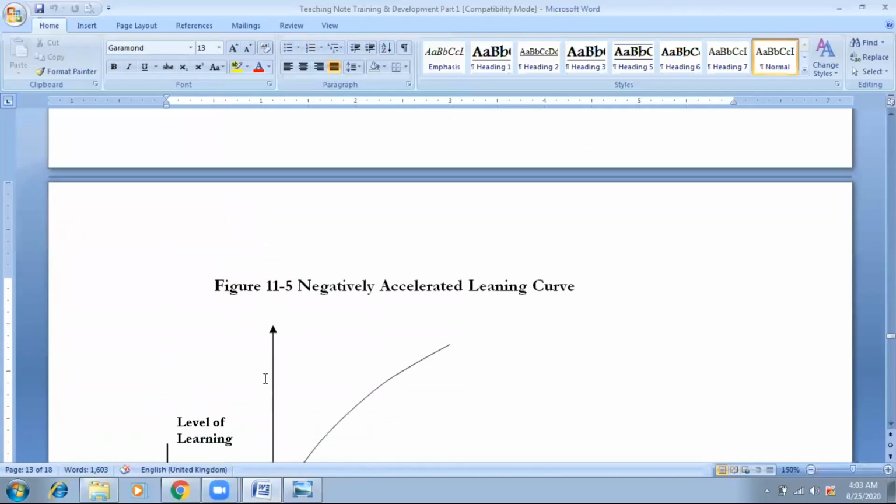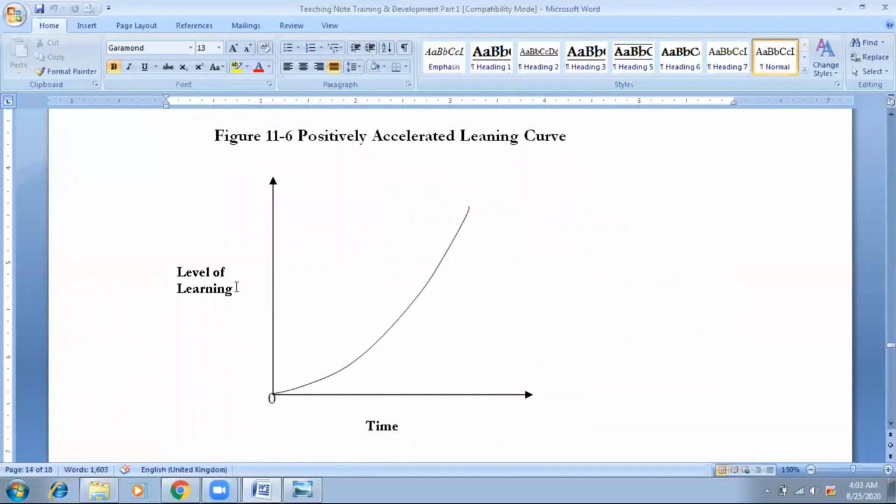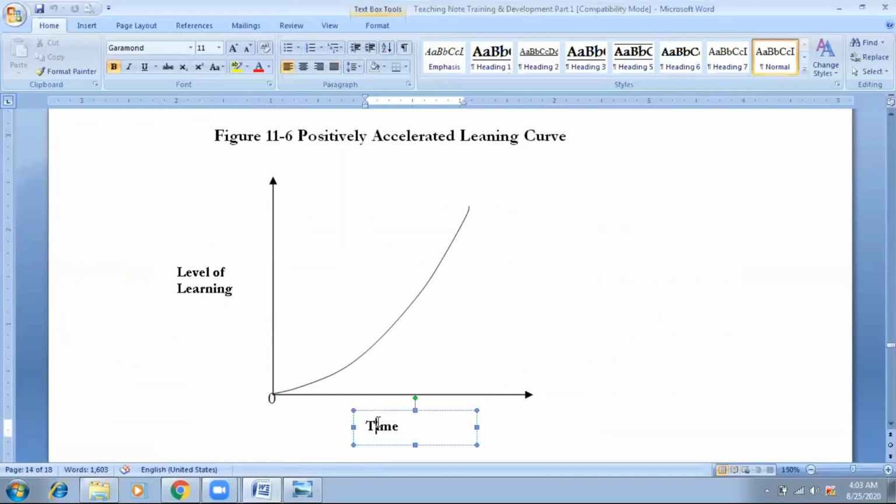See, look at this figure. Positively accelerated learning curve. Here the level of learning, here the time. Initially, there is a low level of learning at the beginning. Then when the time passes, the learning gets increased in an increasing way. Relating to the negatively accelerated learning curve, learning increases in a diminishing way when the time passes. But here, in an increasing way, not in a reducing way.